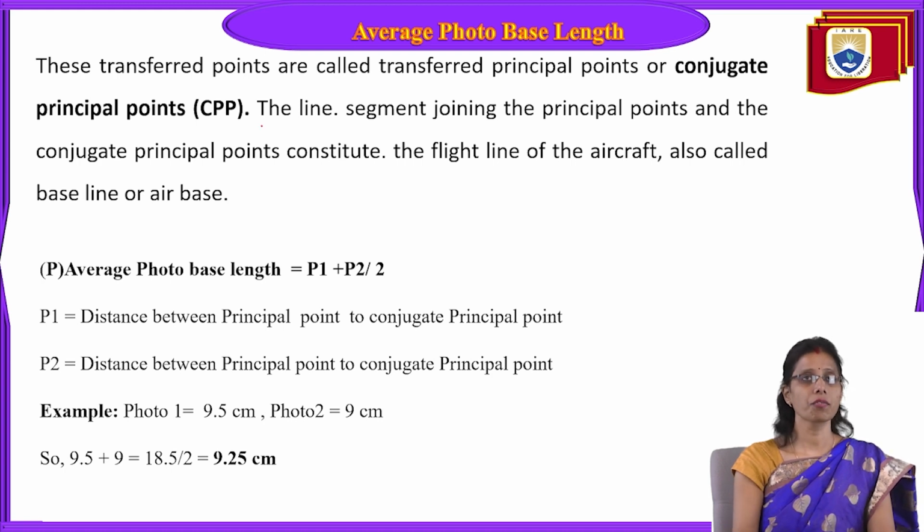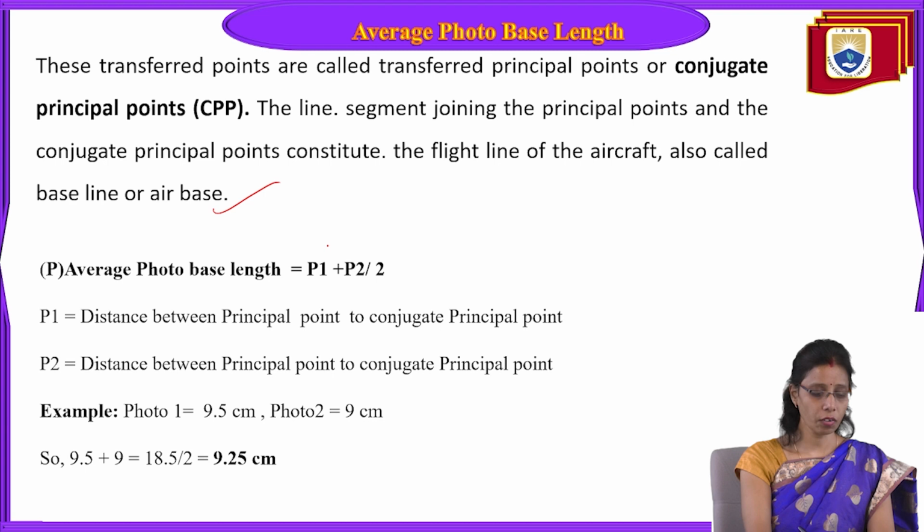These transferred points are called transferred principal points or conjugate principal points. The line segment joining the principal points and the conjugate principal points constitutes the flight line of the aircraft, also called the baseline or air base. So how do we find out the average photo base length?